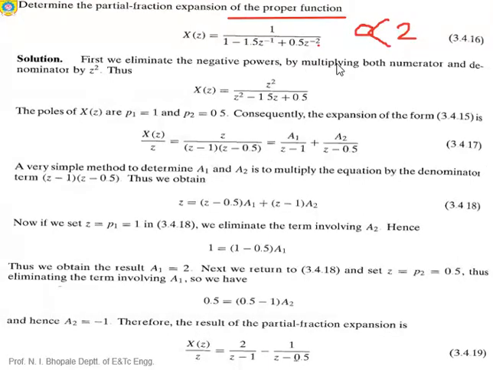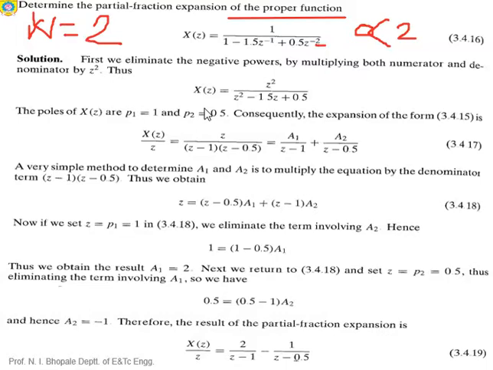Here a simple concept is used. Whatever the degree we have at the denominator is nothing but the value of N, which we have seen in the earlier case. So capital N is equal to 2. Multiply and divide the numerator as well as the denominator by z square. That is what is done over here.